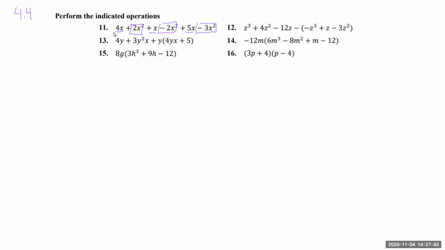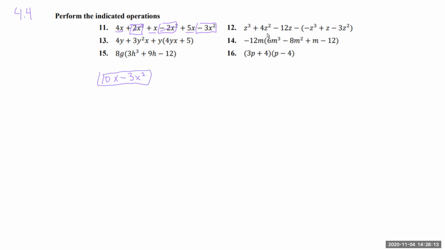Okay, so I'm just going to start by combining the x's. So you have 4x plus x plus 5x. So this is going to come out to be 10x because we're just adding all the x's together. And then we have 2x squared minus 2x squared, which will actually cancel those two out because 2 minus 2 is just going to be 0. And then we are just left over with a negative 3x squared. So that's for the first one there.